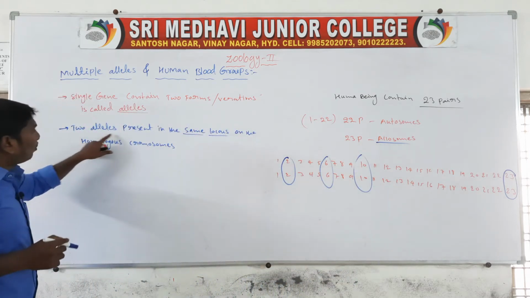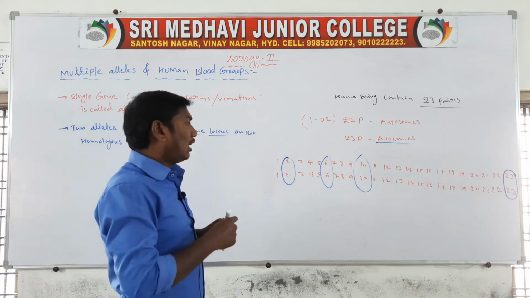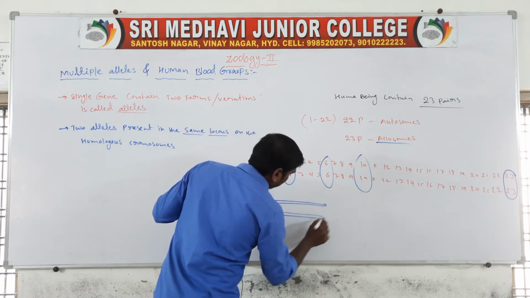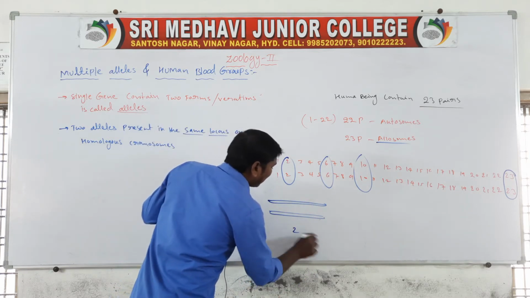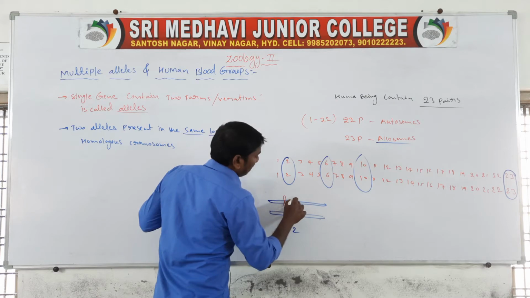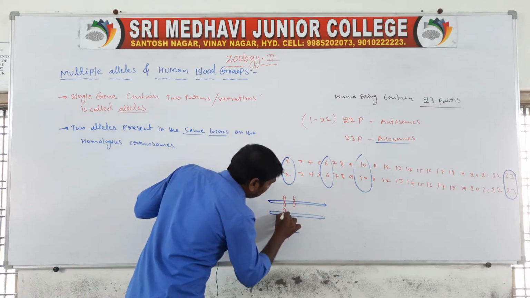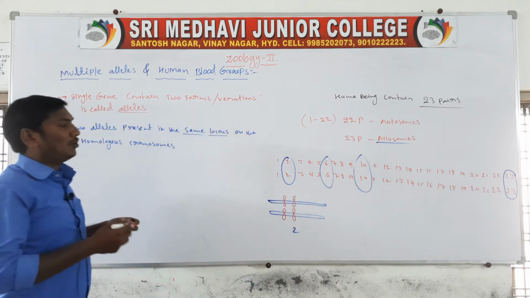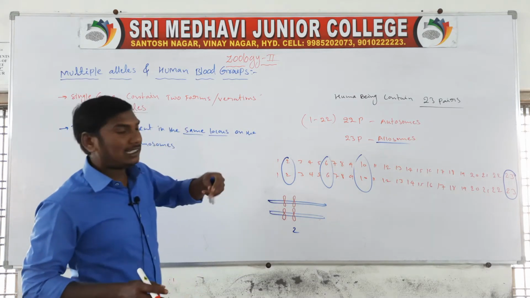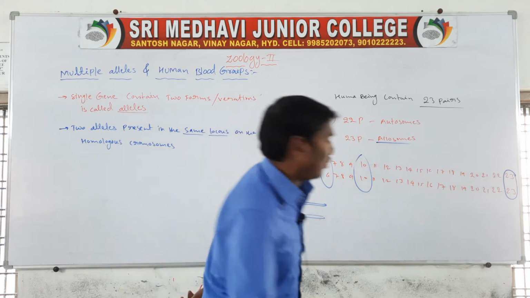So the two alleles are present at the same locus on the homologous chromosomes. For example, this is one chromosome and this is another chromosome, say the second pair of chromosomes. In this region there is one allele, and in the same region of the other chromosome there is the other allele. So two alleles are present at the same locus on the homologous chromosomes.